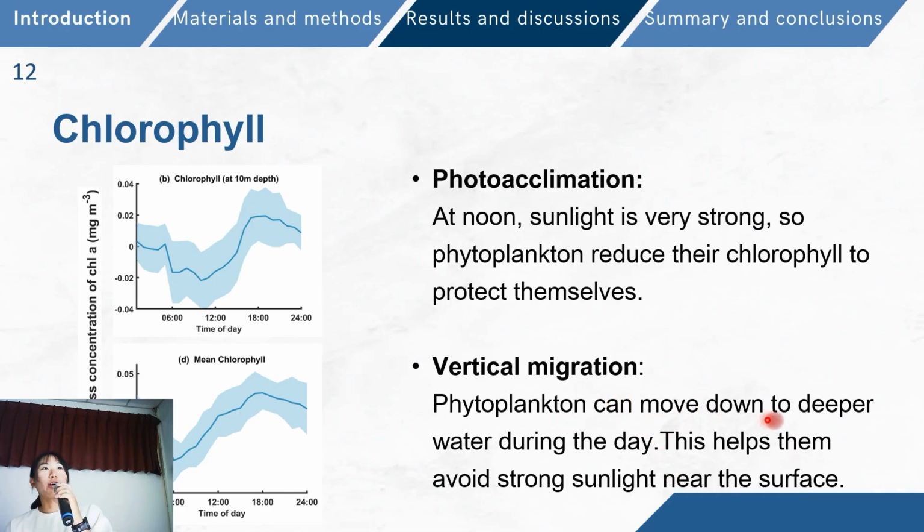Phytoplankton can move down to deeper water during the day. This helps them avoid strong sunlight near the surface. At the same time, they can get more nutrients from deeper layers later. When light becomes weaker, they move back up. So, an important point is lower chlorophyll at noon does not mean fewer phytoplankton.